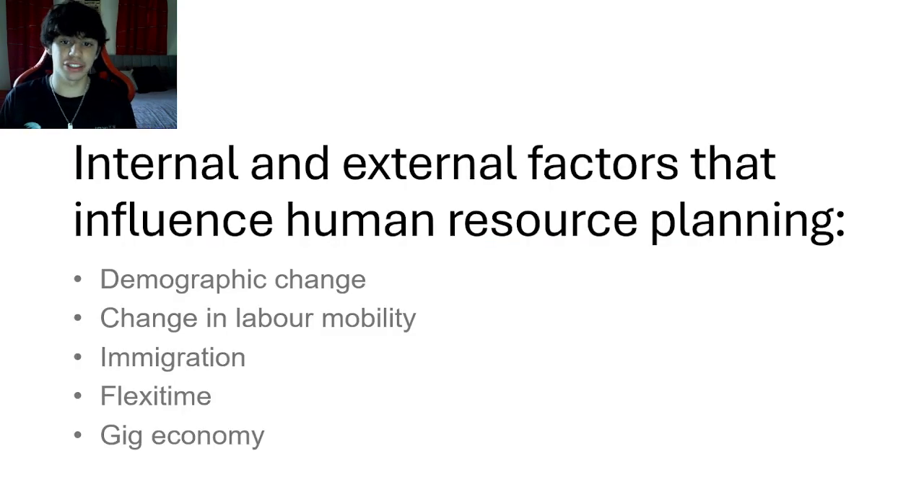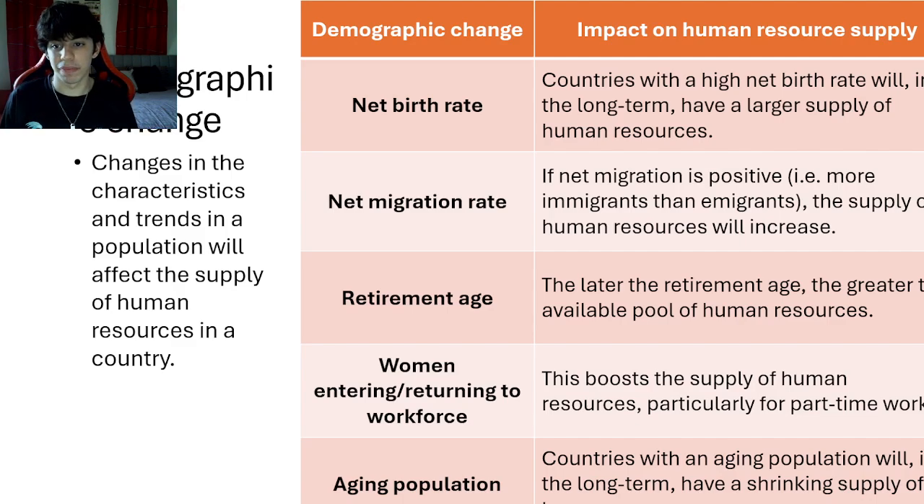So internal and external factors that influence human resource planning. You have demographic change, change in labor mobility, immigration, flexi-time, and the gig economy. So demographic change. Changes in the characteristics and trends in a population will affect the supply of human resources in a country. You have demographic changes such as net birth rate, net migration rate, retirement age, women entering or returning into the workforce, and aging population, which I guess you guys should know by now what those mean because they're quite simple. But I'll explain the first two terms to those who may not know.